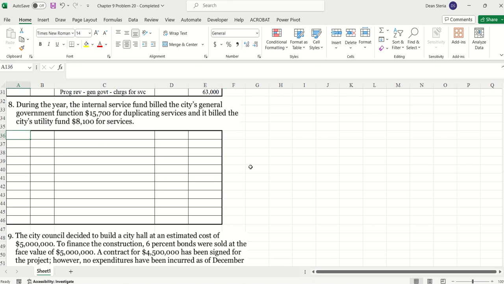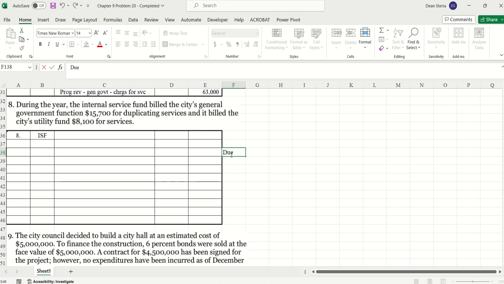Number 8. During the year, the Internal Service Fund billed the city's general government function 15.7 for duplicating services that it billed the city's utility fund for $8,100 of services. So that's going to start off in the internal service fund, right? What did we do? We billed the other funds, right?